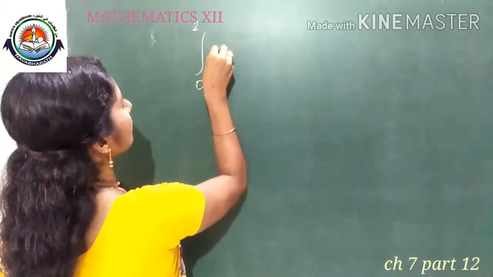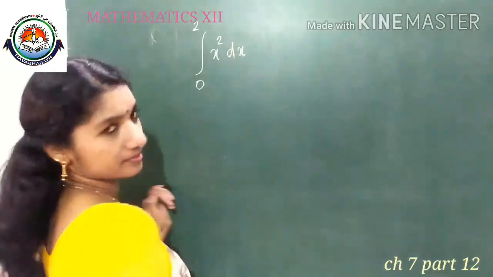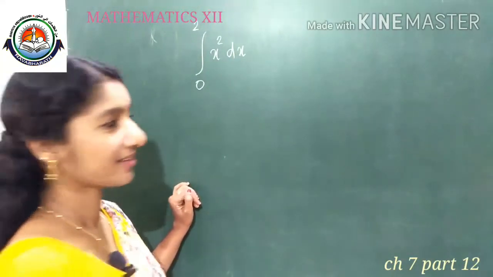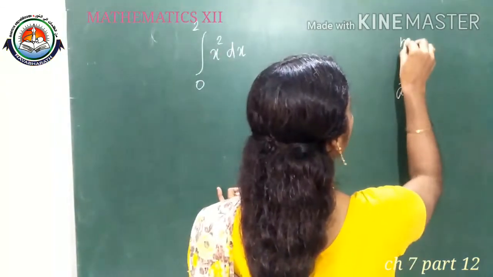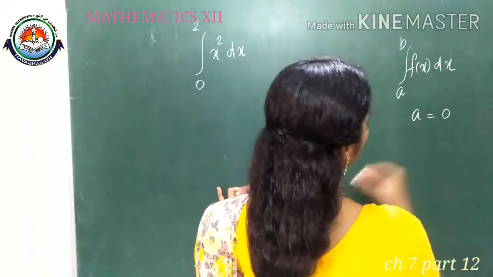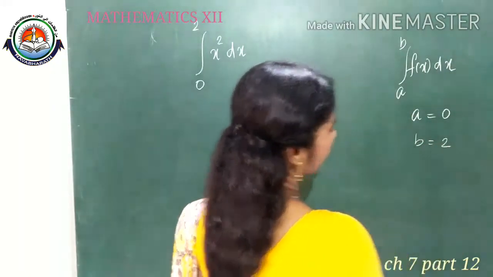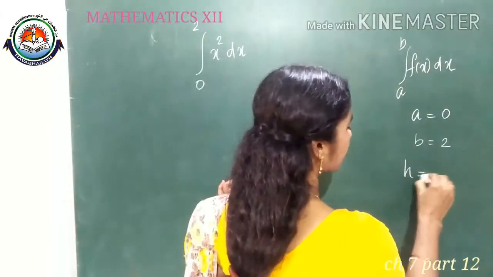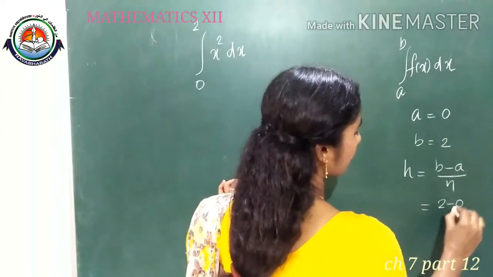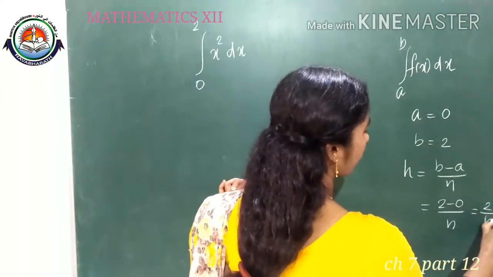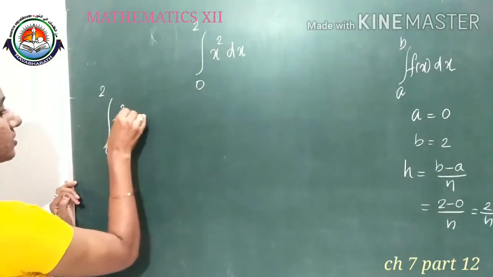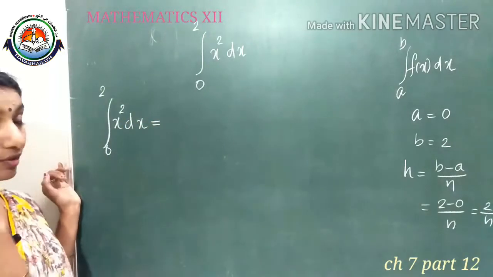Integral 0 to 2 x square dx. So what is a? When we are comparing with the integral a to b f of x into dx, we can write a equal to 0, b equal to 2, and what is h? H equal to b minus a by n. So it is equal to 2 minus 0 by n, that is 2 by n. So we need to find this value integral 0 to 2 x square dx as limit of sum.